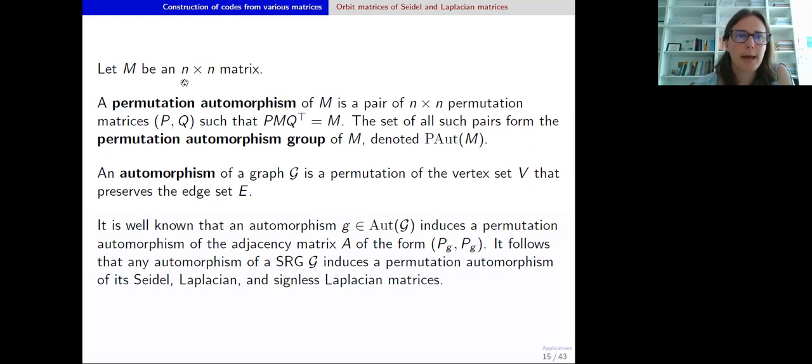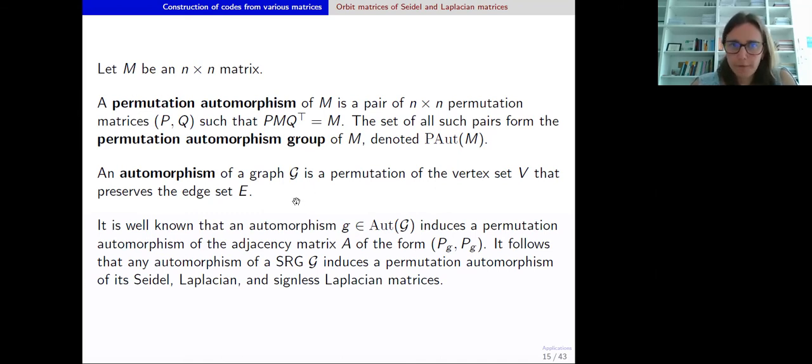Let M be an n times n matrix. A permutation automorphism of this matrix is a pair of n times n permutation matrices such that this equality holds. The set of all such pairs forms the permutation automorphism group of a matrix M, which is denoted by P out of M. Why P? Because if we just write Aut of M, then it can be regarded as the full automorphism group of the structure, but this is the permutation automorphism group of a structure.